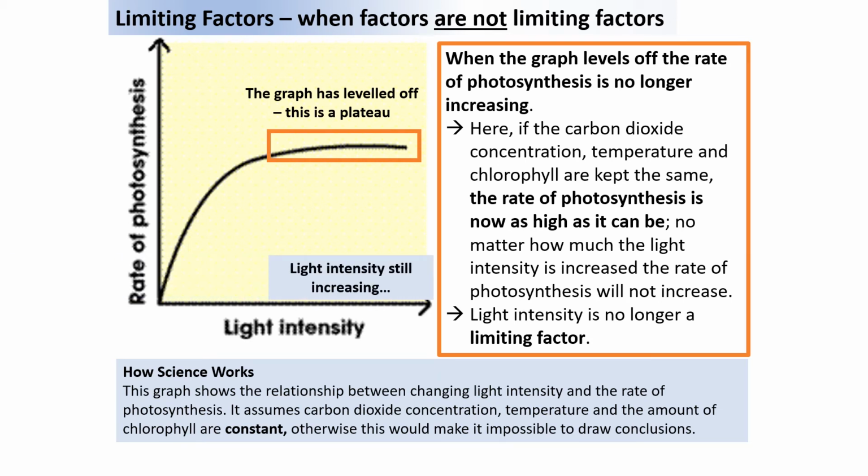Light intensity is still increasing, and at the beginning, as you increase the light intensity until a certain point, the rate of reaction increases. After that, it leveled off. Here, if carbon dioxide concentration, temperature, and the amount of chlorophyll are kept the same, the rate of photosynthesis is now as high as it could be. No matter how much light intensity is increased, the rate of photosynthesis will not increase. The light intensity is no longer a factor when the curve started to flatten.